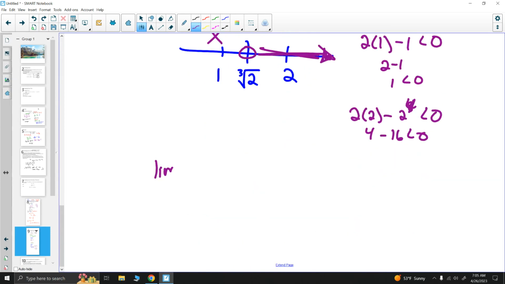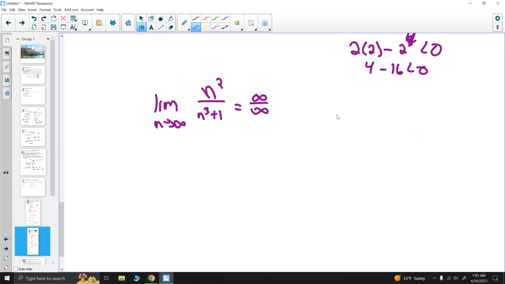Now, the limit as n approaches infinity of n squared over n cubed plus 1. If we look at this, you're like, oh, well, that's infinity over infinity. Well, infinity over infinity is indeterminate form, and you could, if you needed to, use L'Hopital's rule. Personally, I wouldn't in this case because that's overkill. I'm going to use pre-calculus concepts, our algebra.